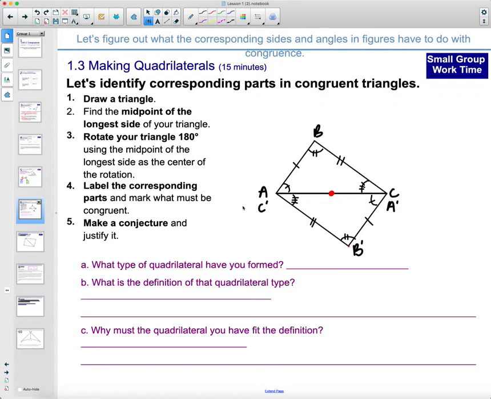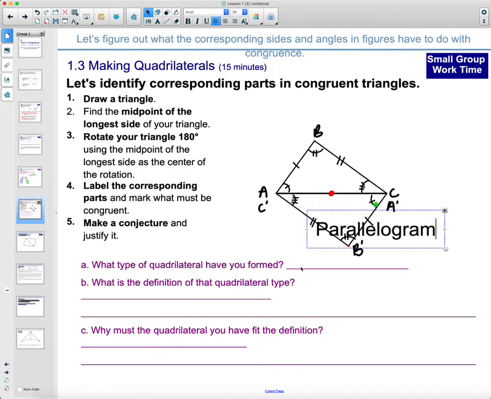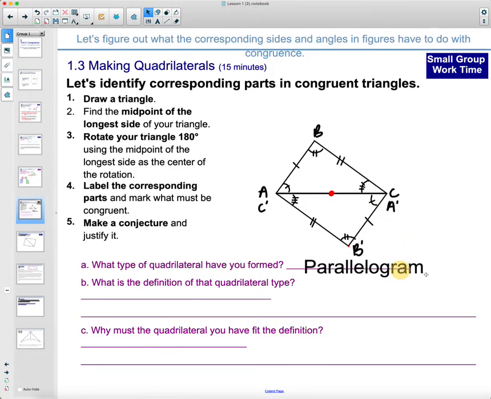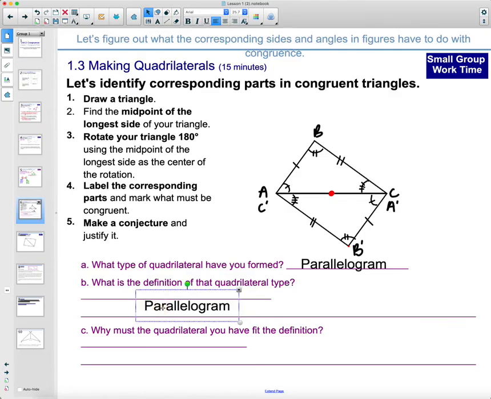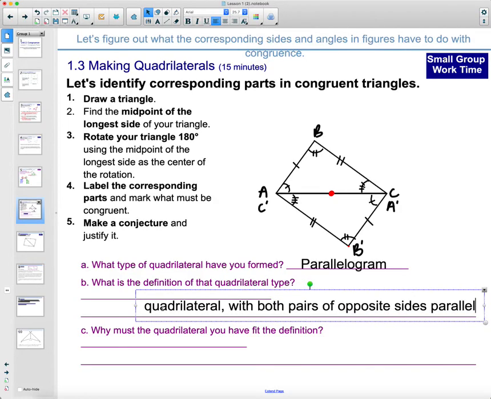So what type of shape did we just get? Okay, so we just definitely got a parallelogram. And what's the definition of the shape that you decided that you got? So a parallelogram is a quadrilateral, so a four-sided figure with both pairs of opposite sides parallel.